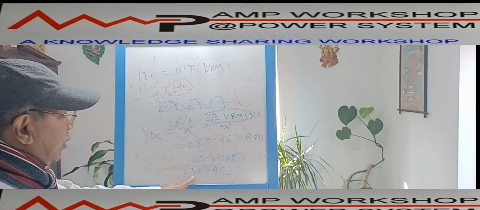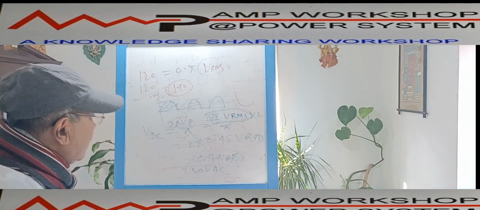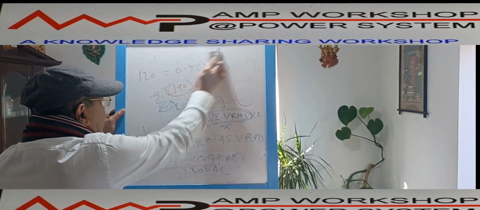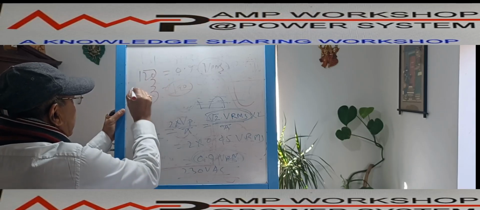But I have a 230 volt AC input, so I cannot use this 230 volt directly. What do I need to do here? I need to put a transformer. I have to put a transformer here with the primary at 230 volt.